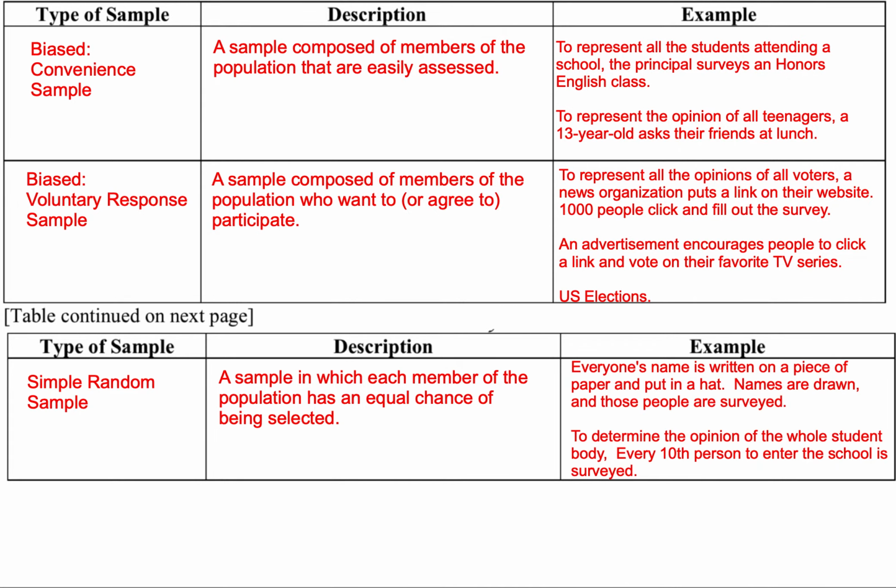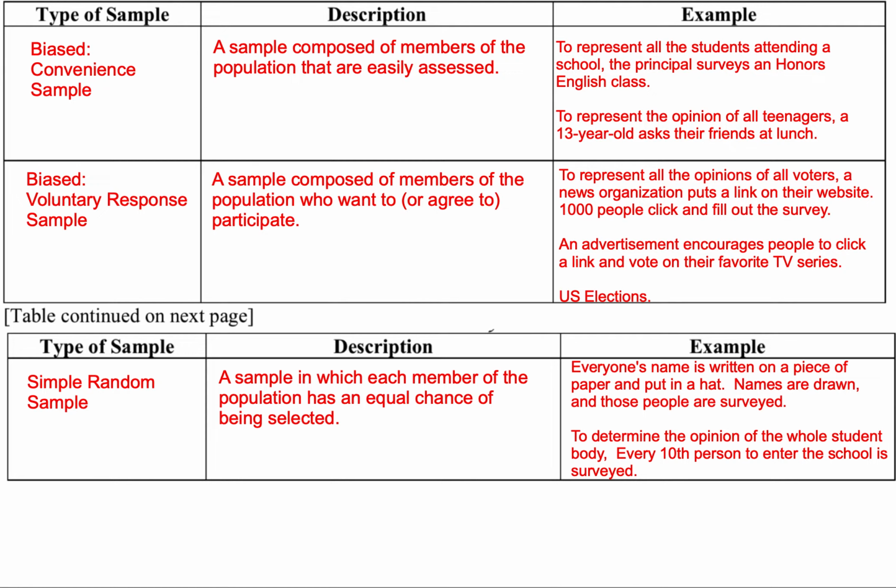Here's a couple of examples. Everyone's name is written on a piece of paper and put in a hat. Names are drawn and those people are surveyed. If you have a small population where you can easily throw the names in a hat, that would be a great way to get rid of bias. Things are going to be random.